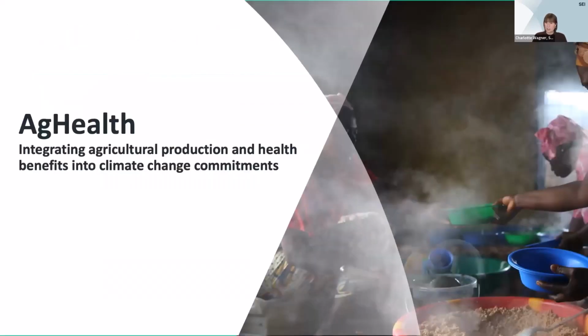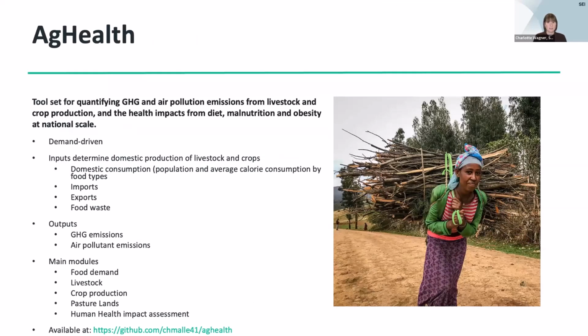With that, I'm going to turn to AgHealth. This is our third tool. AgHealth is intended for integrating analyses of agricultural production and linking them to health benefits into climate change commitments. AgHealth is a tool set for quantifying greenhouse gas emissions and air pollution emissions from livestock and crop production, so from the agricultural sector, and then use those in addition to quantifying the climate change mitigation benefits, also the health impacts from diet, nutrition, and obesity at the national scale.